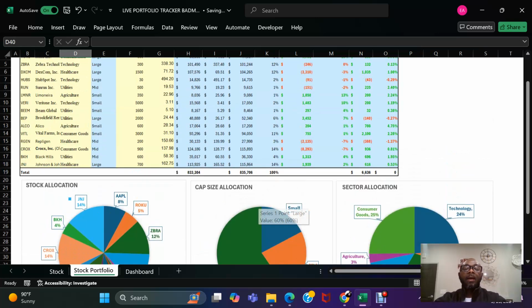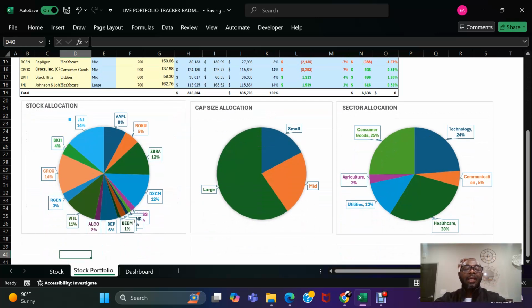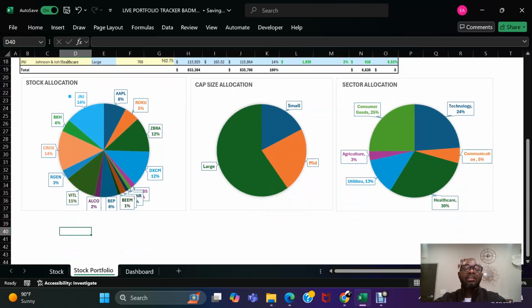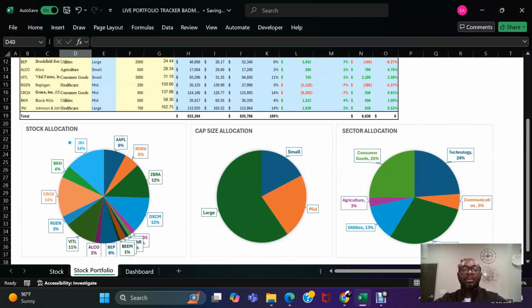Going by this chart, the largest allocation is made into the large cap size companies. You can see this is far more than 60% of the fund that goes into the large cap size companies, followed by the mid size, then the small cap size companies. That is what this is simply showing us.